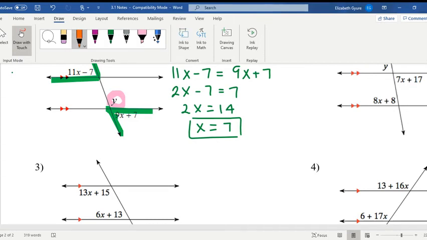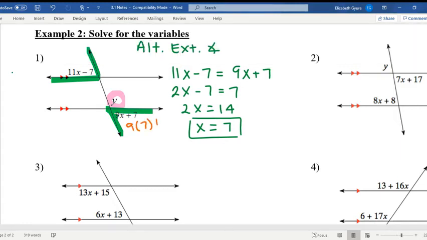Yeah, very good. I'm going to plug 7 in and I'm going to see what this angle would have been. So that's 9 times 7 plus 7. 9 times 7 is 63, plus 7 is going to give you 70. So I know that this angle is 70. And then I know they're a linear pair, so they're supplementary. So to find y, I would just do 180 minus that other angle, which is 70, to get 110. That's likely to show up on your quiz, just so you guys know.